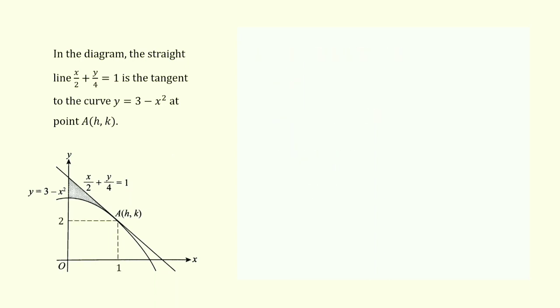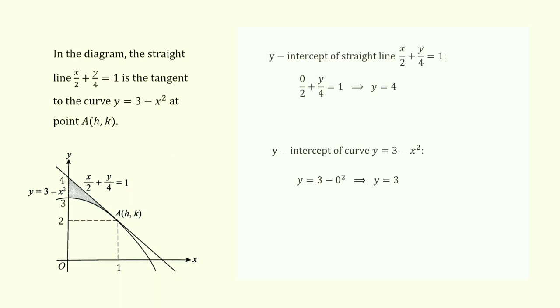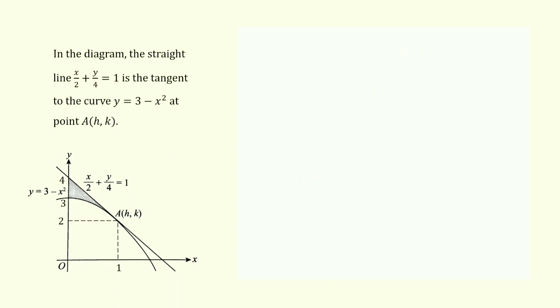Before we move on, let's first find the y-intercepts of the straight line x over 2 plus y over 4 equals 1 and the curve y equals 3 minus x squared to make our work easier later on. We do this by setting x equals 0 and we'll find that the y-intercepts are 4 and 3 respectively. Now let's move on to question B. We're asked to find the area of the shaded region.